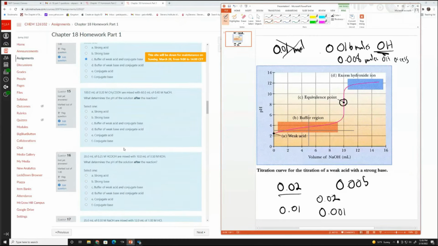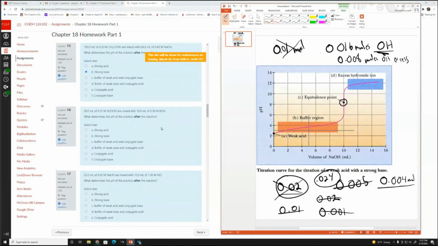Number 15, we have 100 milliliters of 0.2, so that means our moles are going to be 0.02. And we're mixing it with 0.024 moles of the NaOH. Sorry, my numbers are getting a little bit sloppy here, but we just want to write those down to compare them. Since our NaOH is larger than the amount of weak acid, the weak acid will be completely neutralized, and we'll end up with an excess of 0.004 moles of the strong base, meaning the pH can be determined by the strong base alone.